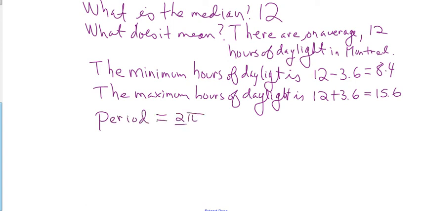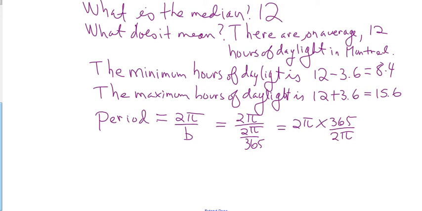Well, period is 2 pi over B, which is 2 pi over 365, which is 2 pi times 365 over 2 pi, right? Because if I'm going to divide by a fraction, I have to multiply by the reciprocal, which is equal to, and you won't be surprised if I said the period was 365, because what does that mean? 365 days in a year, right?